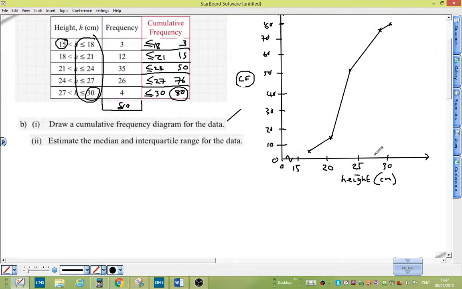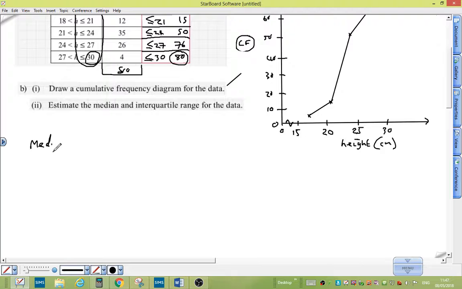Well, these are in order of size from the lowest to the biggest. So median, as you know, can be located halfway along your total data. Halfway of your 80 pieces of data gives you the 40th position. It is in the 40th position.